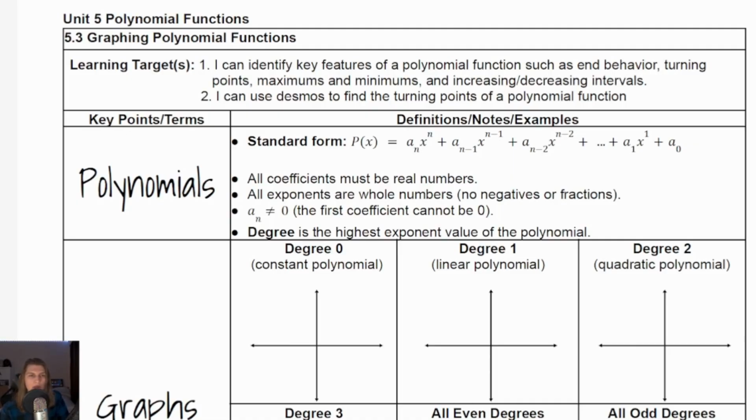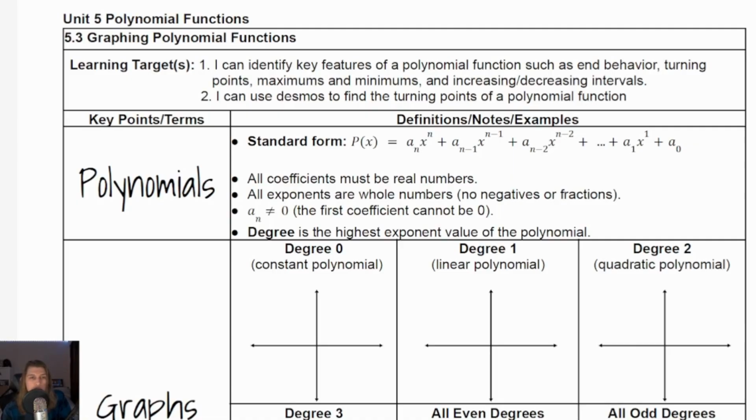So some notes that we need to remember is all coefficients must be real numbers. So that means that we will not have imaginary numbers as part of our polynomials. We may have them as part of our solutions, but we do not have them as part of the actual polynomial. Another thing to remember is all exponents are whole numbers. This is really just for polynomial functions, so we don't want to see any fractional exponents. We also don't want to see any negatives in our polynomial.